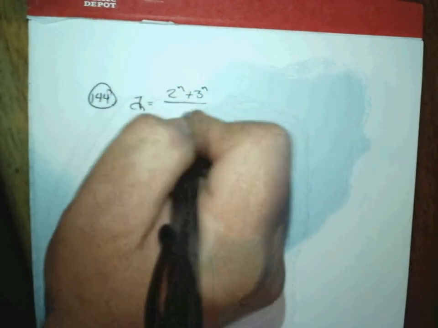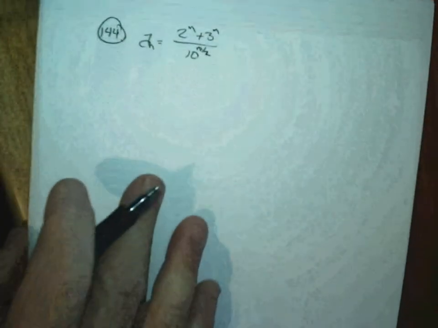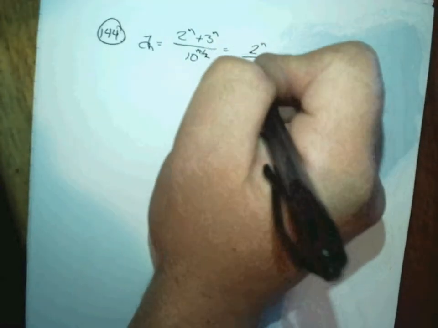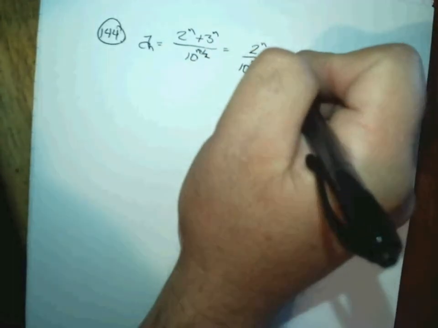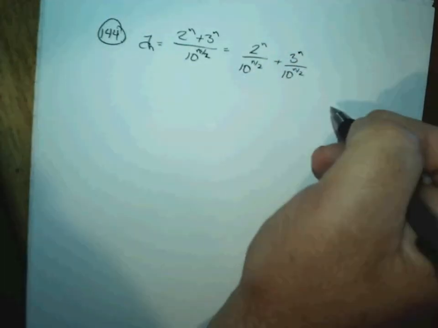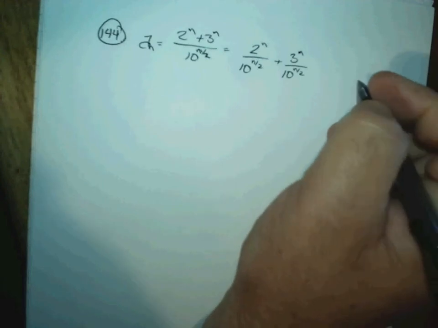Take a look at number 144. They're really more like exercises in computing limits, aren't they? In 144, a sub n is (2 to the n plus 3 to the n) over 10 to the n over 2. So again, let's rewrite this to understand it better. Okay, that's what the terms of my series look like.